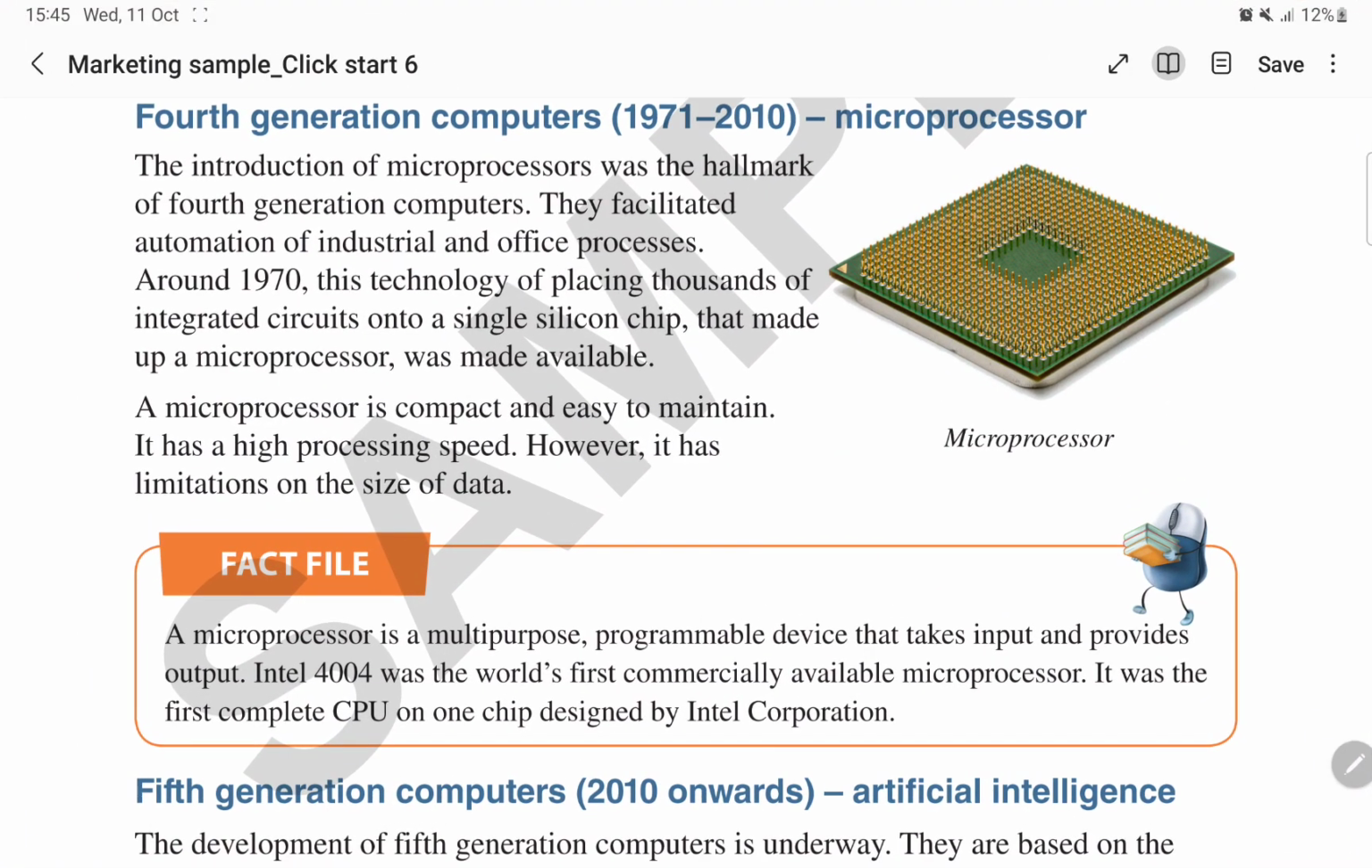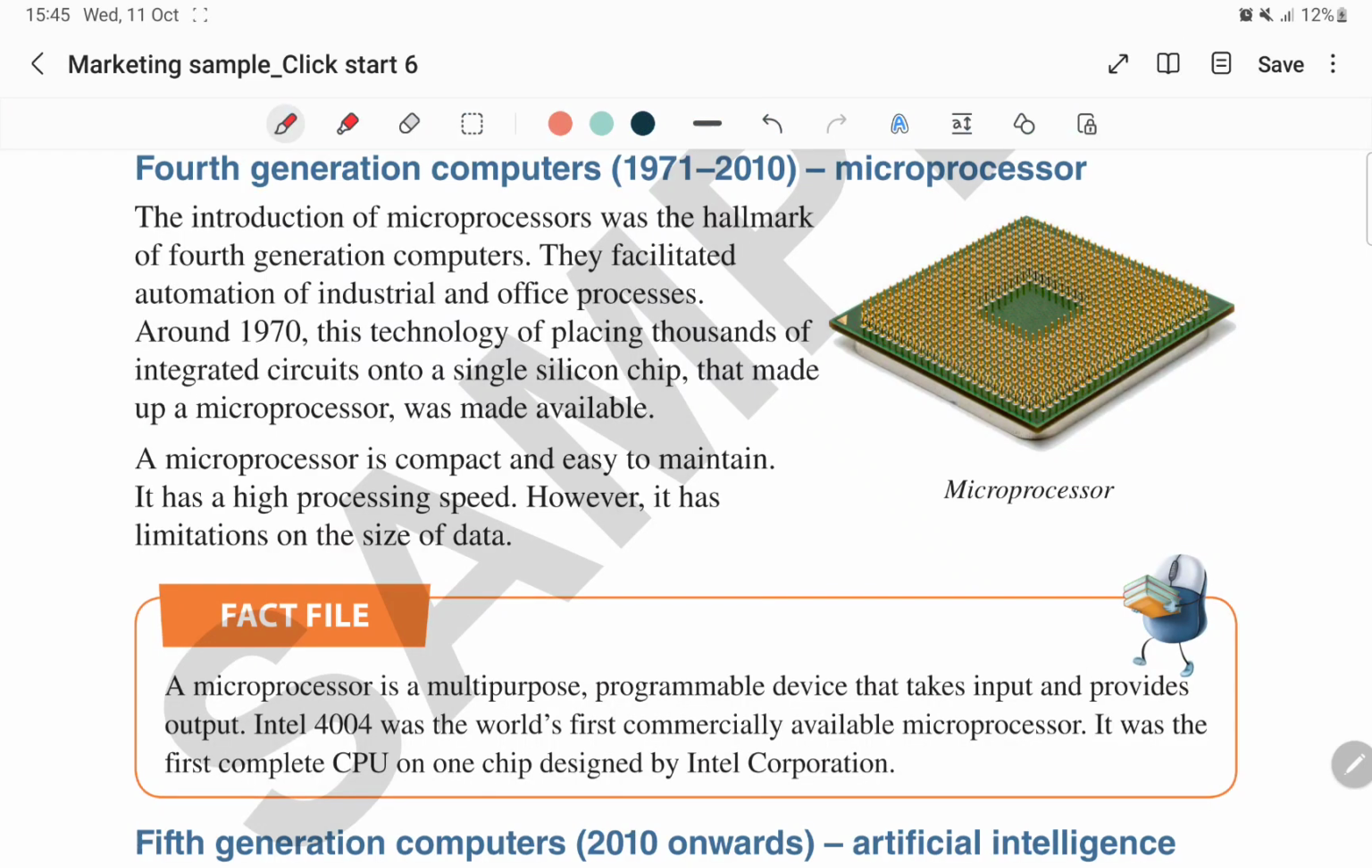So here, the 4th generation computers belong to the period from 1971 to 2010. The main technological effect was due to the help of the microprocessor, because the microprocessor was invented during this time only. So the introduction of the microprocessor was a hallmark of the 4th generation computers. Means the 4th generation computers are known for what?